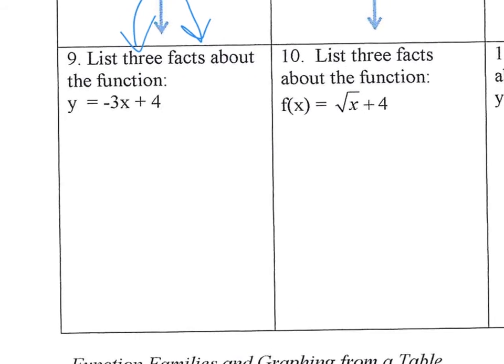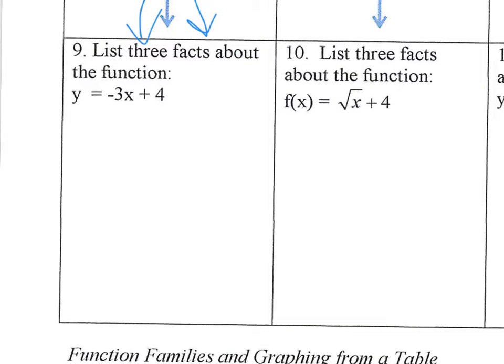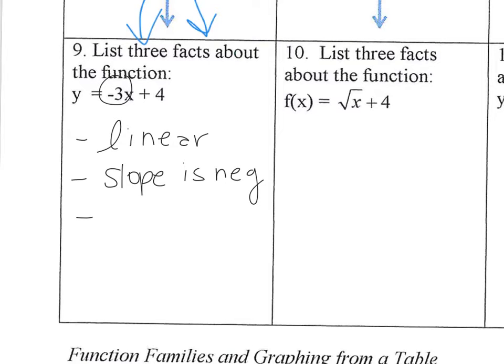Now list 3 facts about the graph. So I'm going to write down the general shape. So it's a linear function. We know it's a linear function because nothing is going on with the x. We know that the slope is negative because it's going down from left to right. And we know the y-intercept, where it starts on the y-axis, is 4.